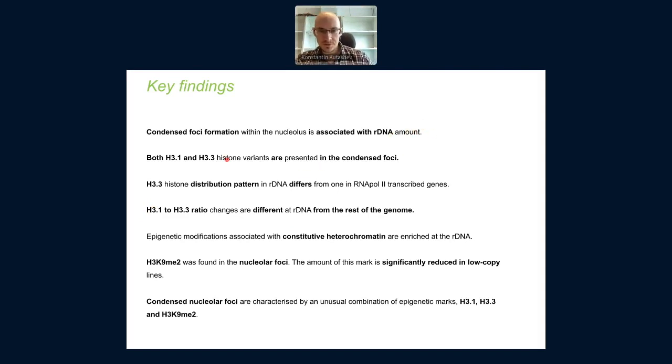Both H3.1 and H3.3 are found in the condensed foci. H3.3 distribution pattern at rDNA differs from H3.1, and are unable to transcribe genes. H3.1 to H3.3 ratio changes are different at rDNA from the rest of the genome. Epigenetic modifications associated with constitutive heterochromatin were prevalent at rDNA. H3K9 was identified in these condensed foci.